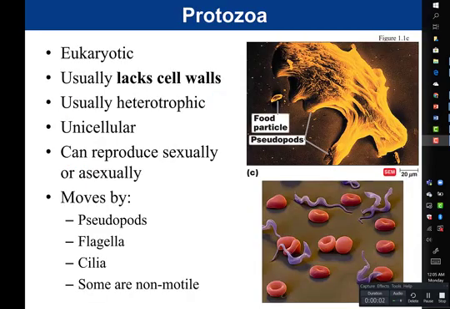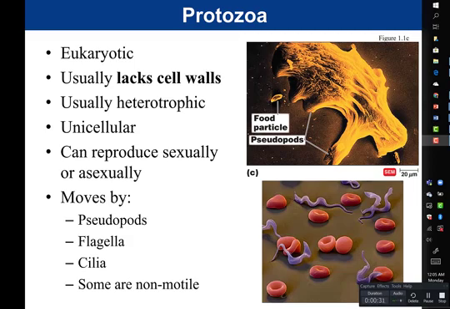So next we're going to move on to our protozoans. And protozoans are eukaryotic. Again, that means that they have a membrane-bound nucleus that surrounds the DNA. These will usually lack cell walls. So protozoans are thought to be more kind of animal-like. And so in this case, these are going to lack cell walls. They are usually heterotrophic. So again, they have to usually consume food in order to survive.